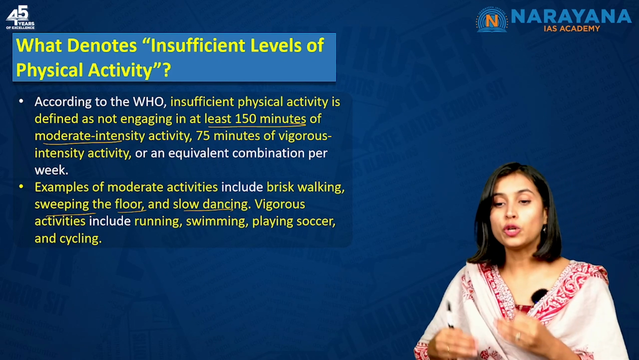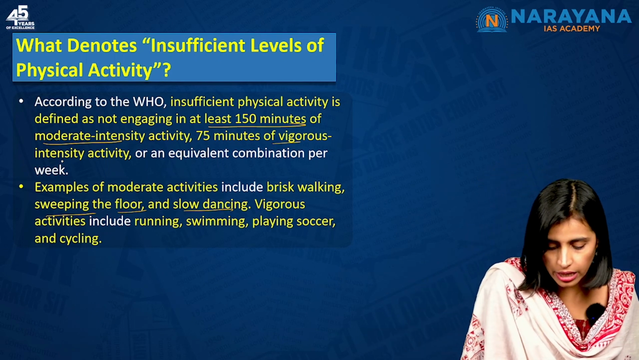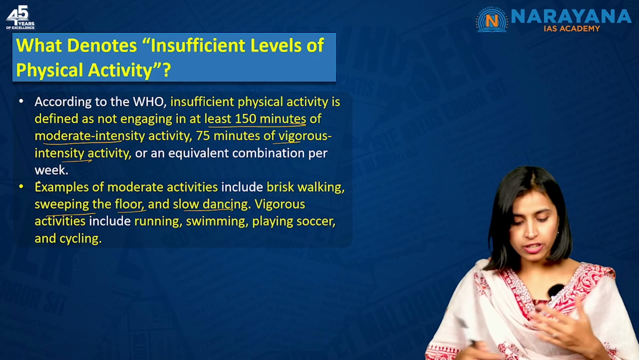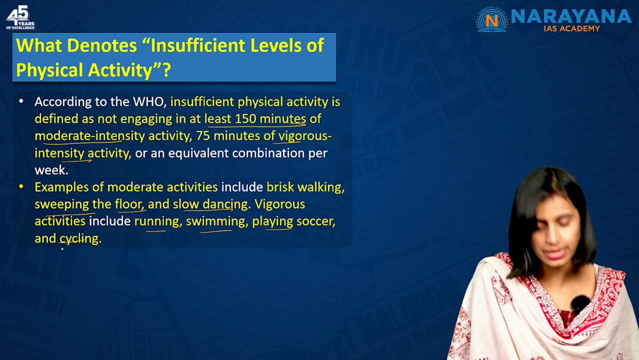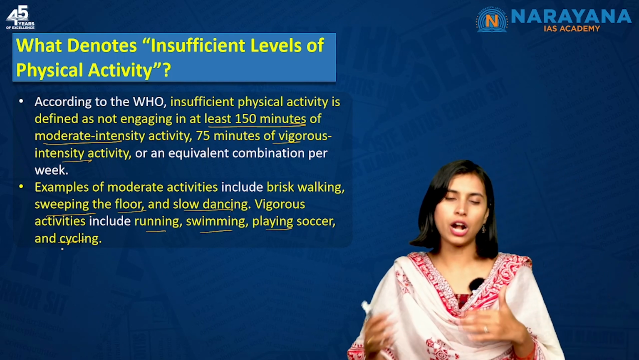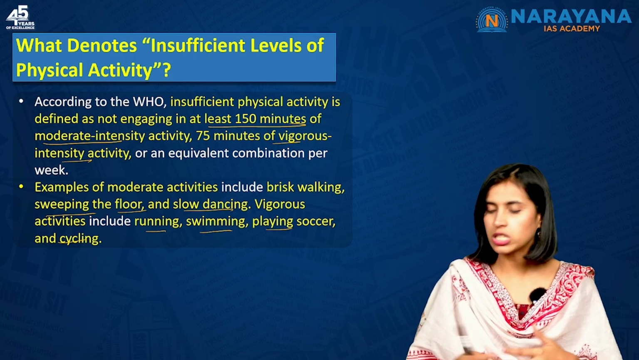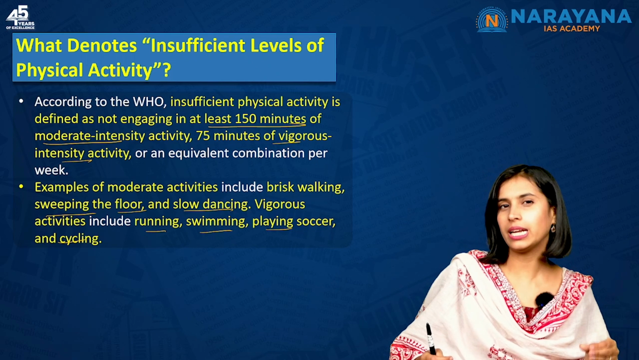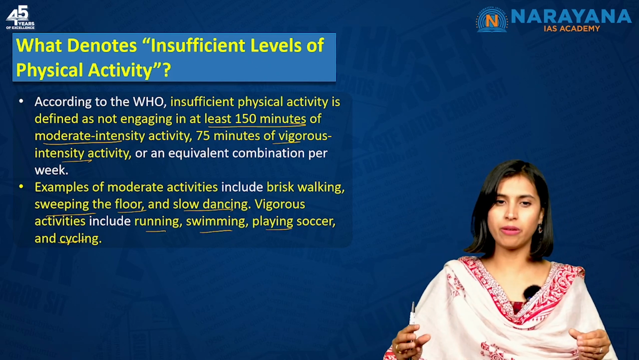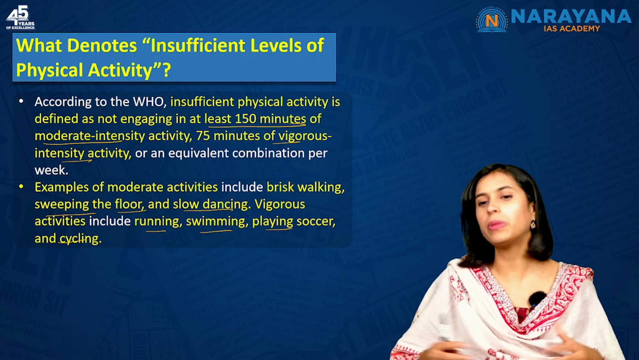Or there is not at least 75 minutes of vigorous-intensity activity. The vigorous-intensity activity includes running, swimming, playing soccer, and cycling, which are responsible for cardiovascular activity and for reducing your weight. So either there should be 150 minutes of moderate-intensity activity, or at least 75 minutes of vigorous-intensity activity. And there can be a combination of these two.